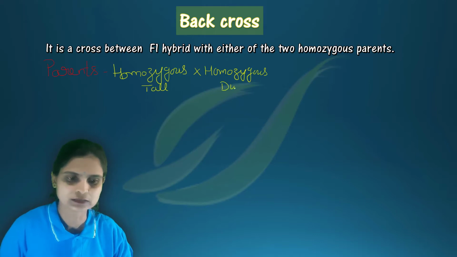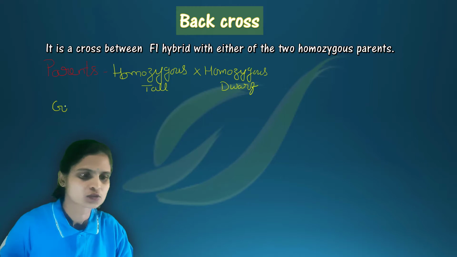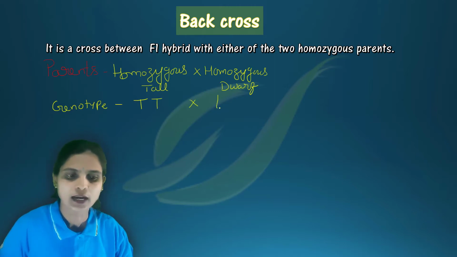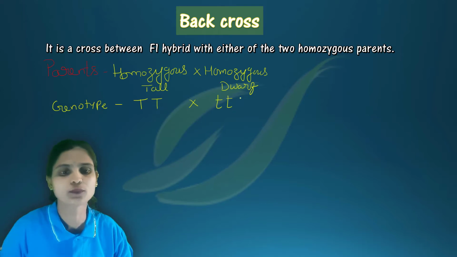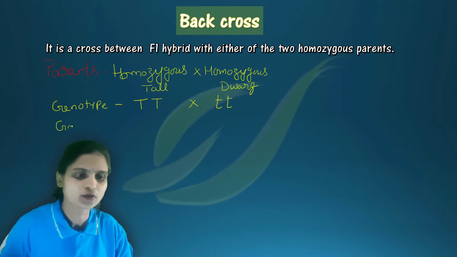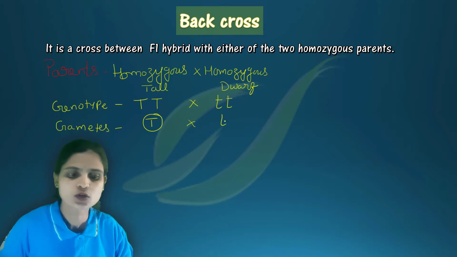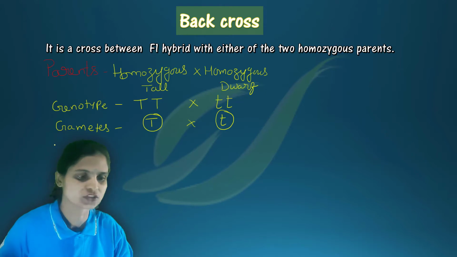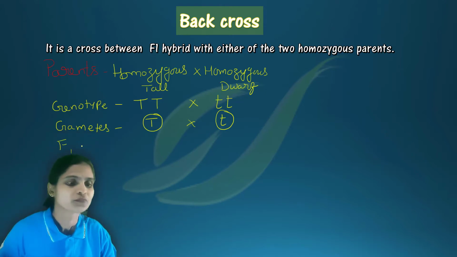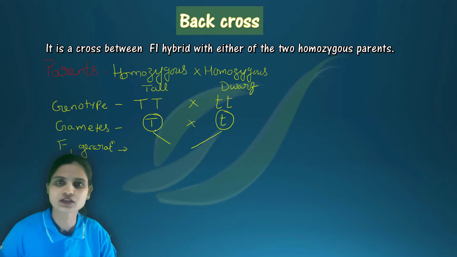When we see the genotype of the homozygous tall, we can write it as capital T, and the dwarf is represented by small t because it is recessive in nature. Then we get the gametes: here capital T, and here the gamete is small t. Gametes, we know, are haploid in nature. Next, when it undergoes fertilization in the F1 generation, imagine this is a pollen grain fusing with the egg, the genes obtained here are capital T and small t. This is our F1 generation.